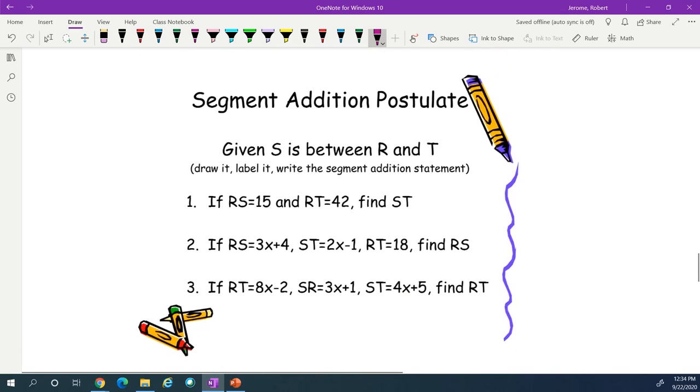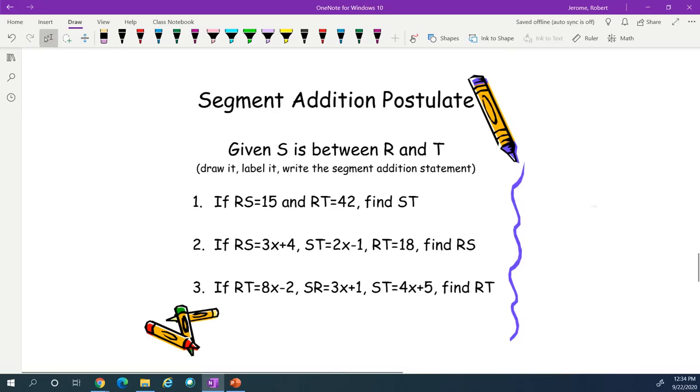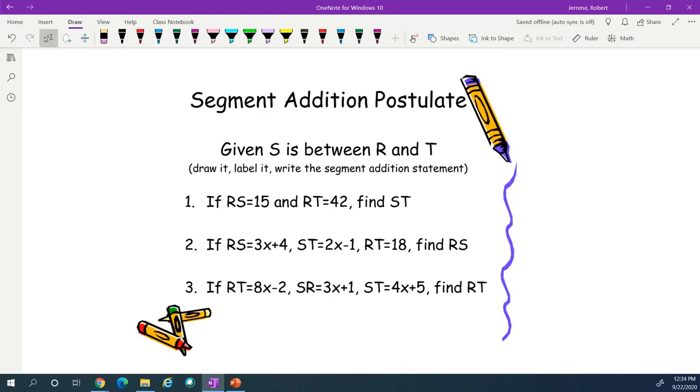Okay, so let's look at a couple problems. Let's tie it all together. Let's take a look at number 1. I'm going to bring number 1 up here on the left. First of all, S is between R and T. That's in the directions. So I need a picture. R, T, S.